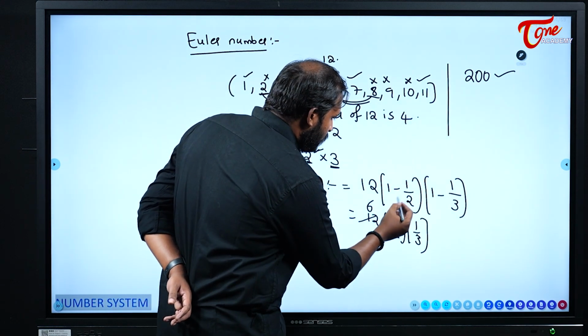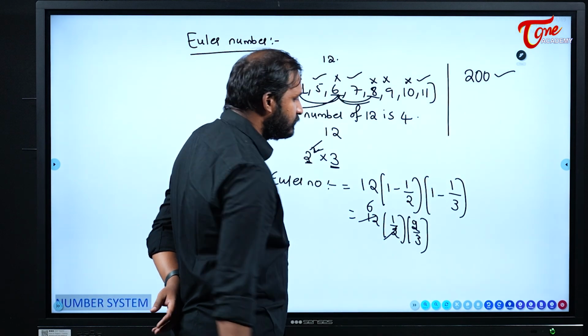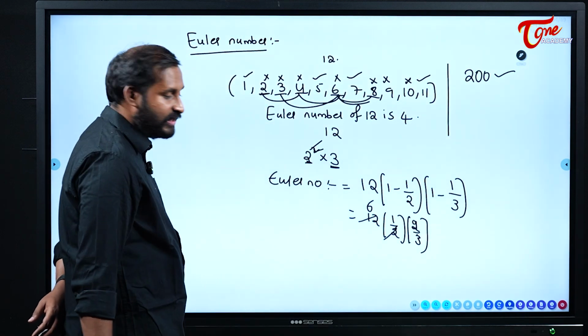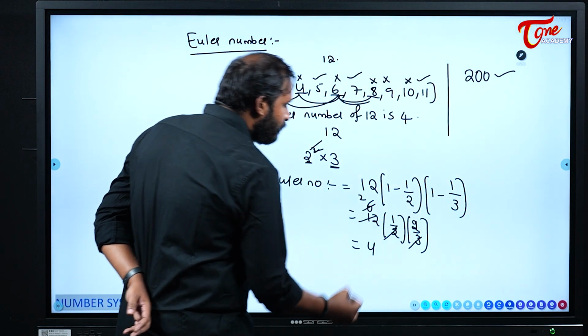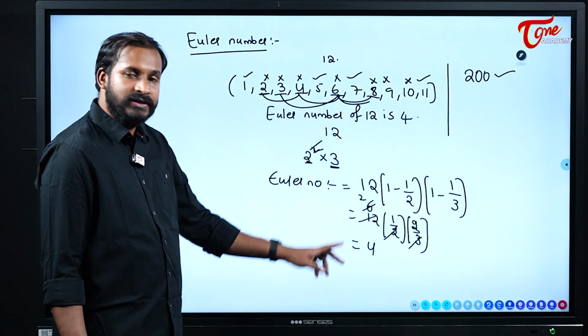Sorry, here you will get what? 1 by 2, and here you will get 2 by 3. Sorry, my mistake. 1 minus 1 by 3 is 2 by 3. So, 3 ones, 3 twos. So, what you will get here? 4. So, the Euler number of 12 is 4.